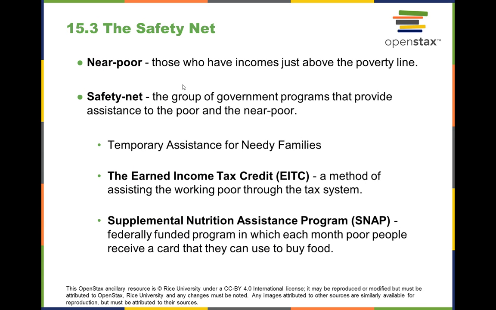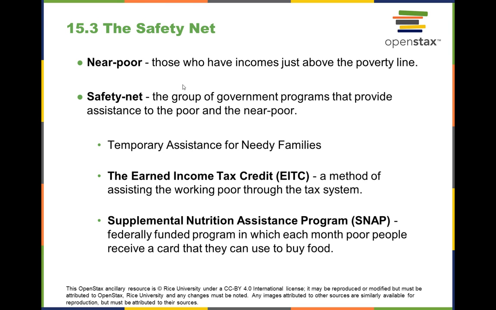The near poor are those who have incomes just above the poverty line. And there are a lot of groups, like the United Way, that have put time and effort into studying this, because these people can afford basic necessities. But if a big medical bill comes up or a big house maintenance cost comes up, they may not be able to afford it. So it does decrease their standard of living or makes them sacrifice other things instead.